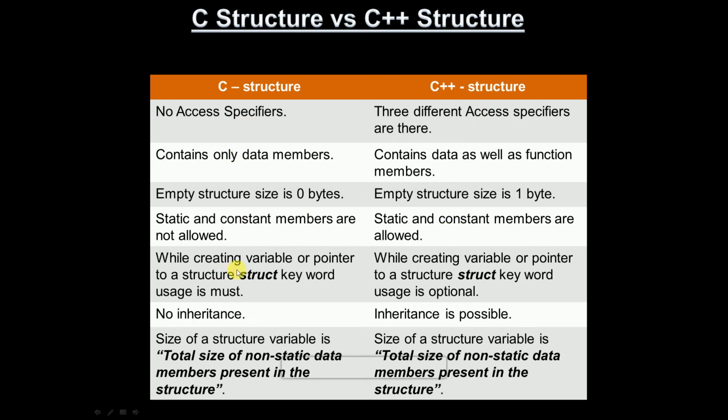Now, while creating a variable for a structure or pointer to a structure, the struct keyword is a must in C structure, whereas it is optional in C++ structure. And there is no inheritance in C structures, and inheritance is possible in C++ structure. Okay. Now, the total size of non-static data members present in the structure is defined as the size of a structure, whereas in C++ also you can define the size of a structure variable as the total size of non-static data members present in the structure.